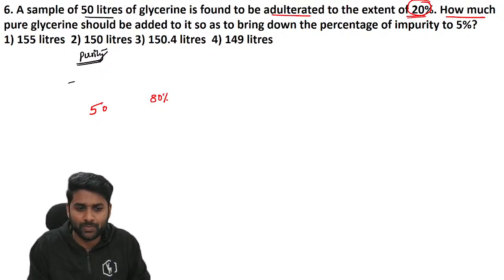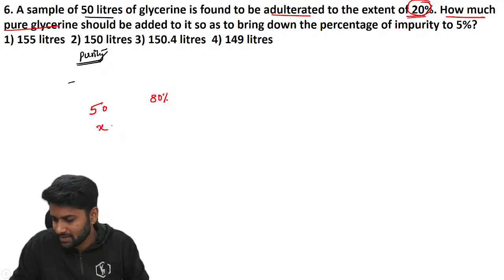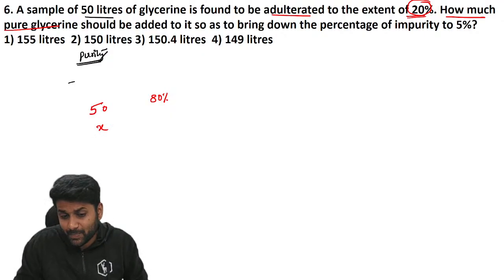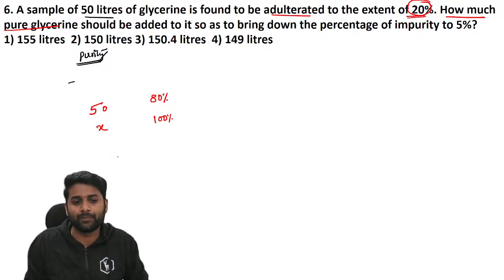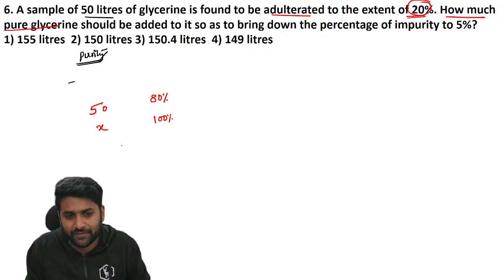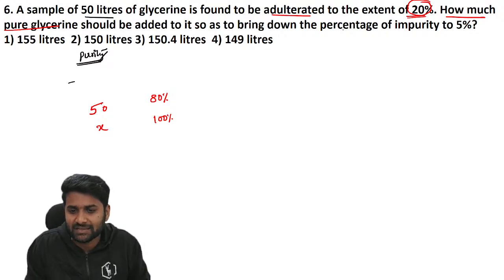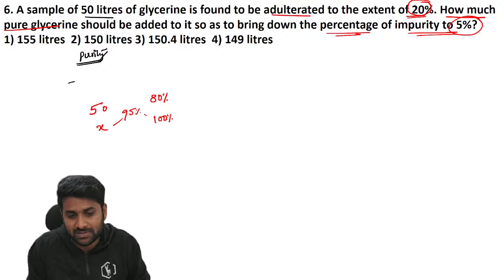Then how much pure glycerin? Let us take that X liters we are adding. See, what we are adding is pure. If it is pure, then the concentration is exactly 100. After adding X liters of pure glycerin to the 50 liters of mixture, the percentage of impurity is 5%. So what is the purity value? 95%. Then find the value of X.